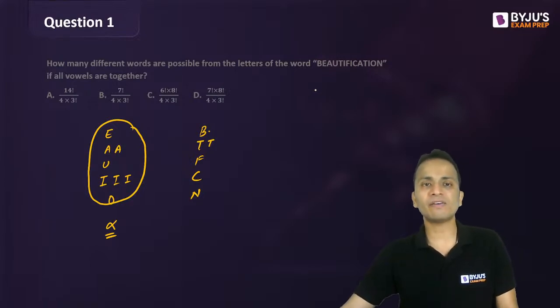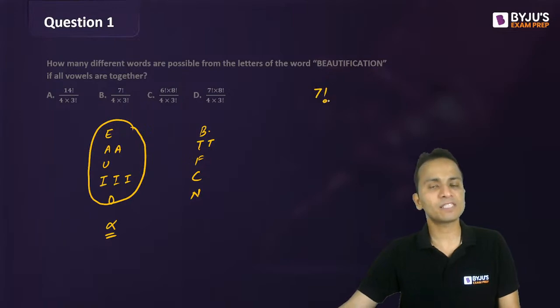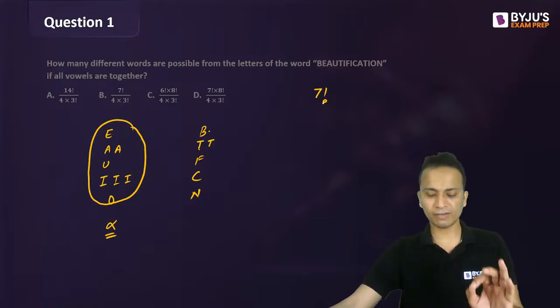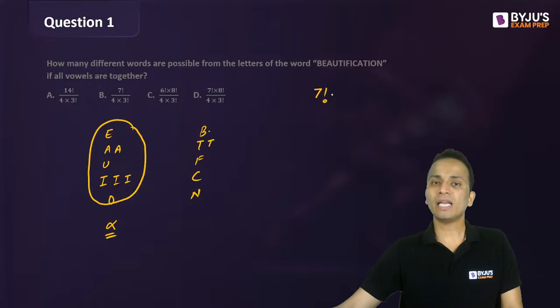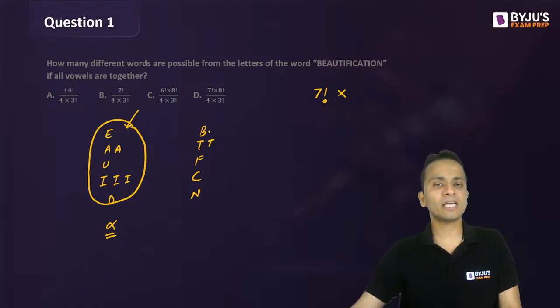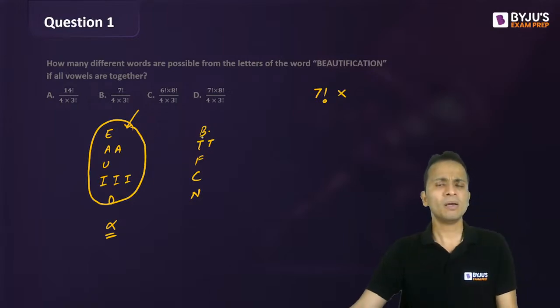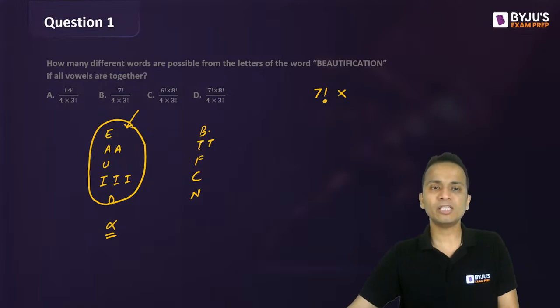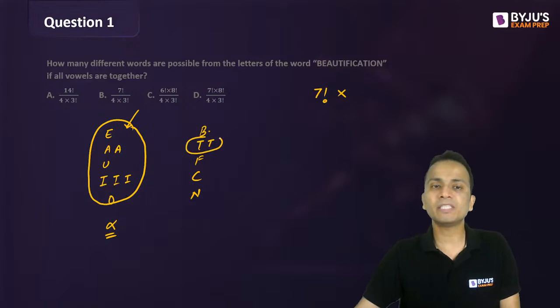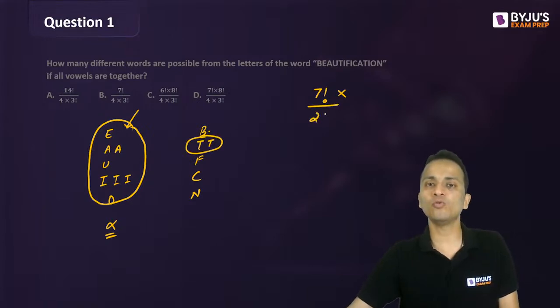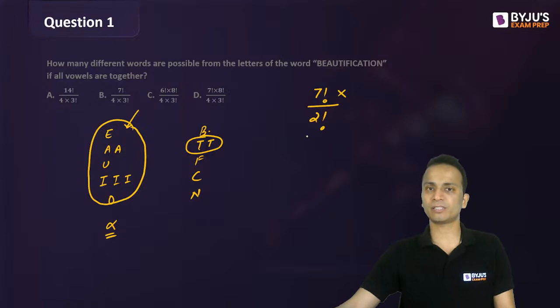To arrange 7 alphabets, I have 7 factorial ways. Okay, 7 factorial ways, right? Now, in these 7 factorial ways, there are 8 vowels and some consonants, but there are some alphabets which are repeated. So when I'm arranging these 7 alphabets in 7 factorial ways, T is repeated twice. So I'll divide it by 2 factorial to take care of this.